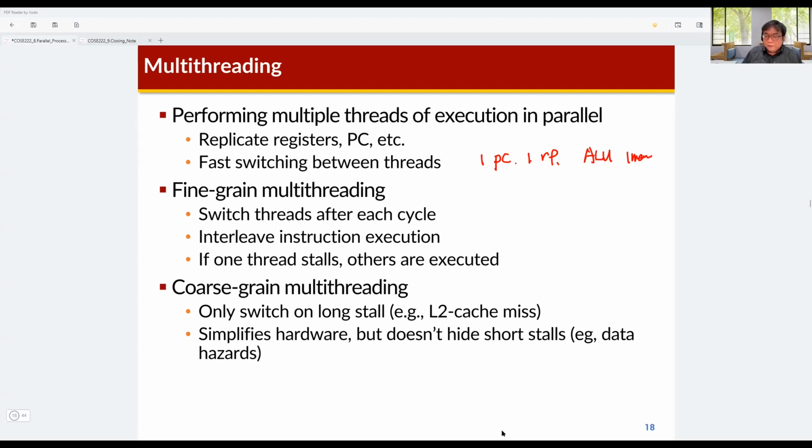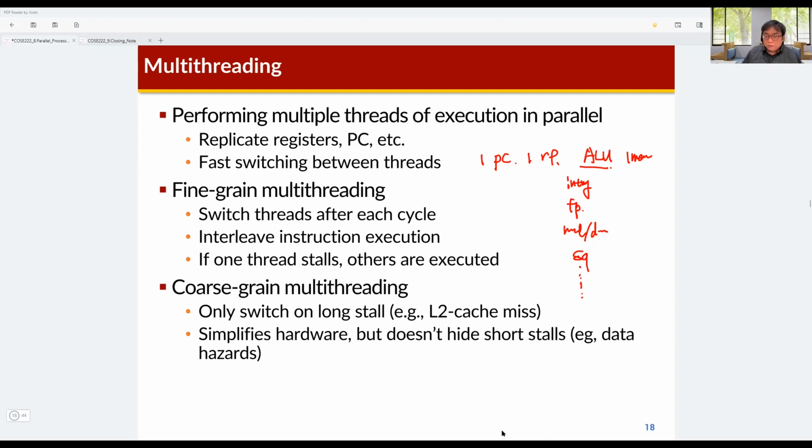But actually in our processor, there are many execution units like integer unit, floating point unit, multiply and divide unit, and then some special function unit like square root. So there are many kinds of execution units in our processor.